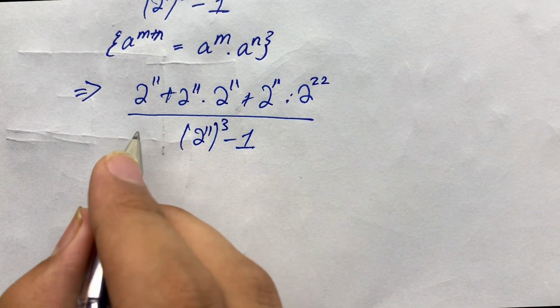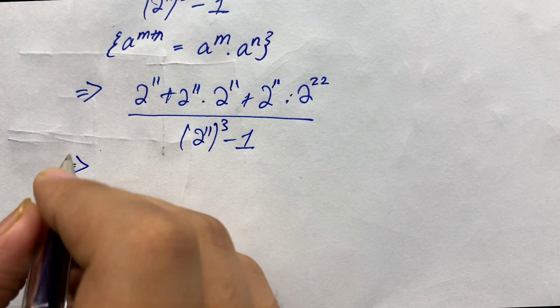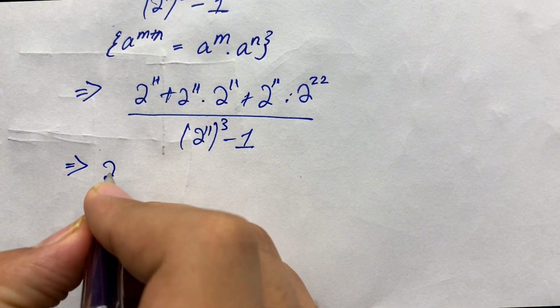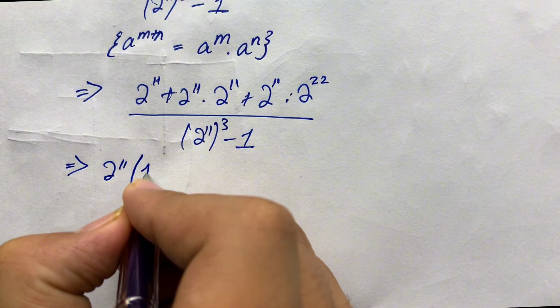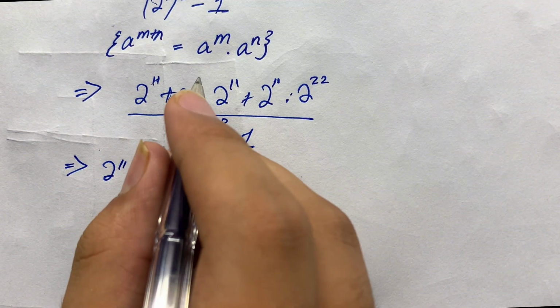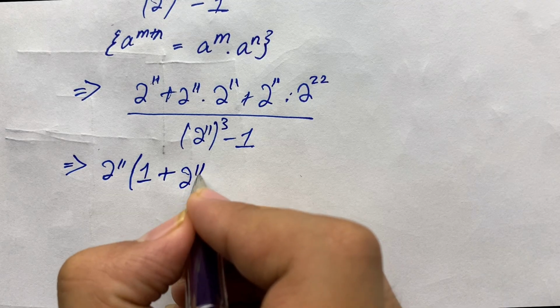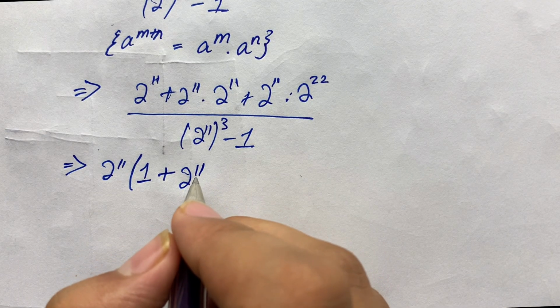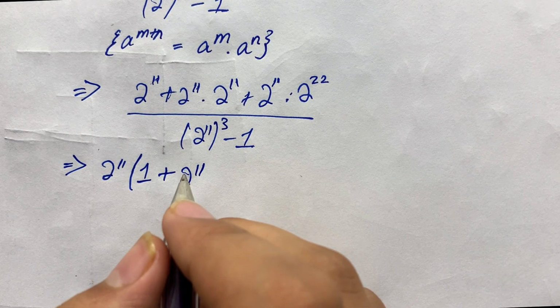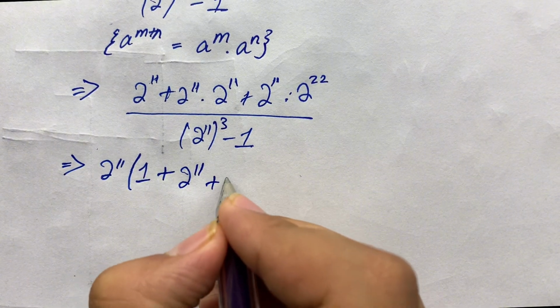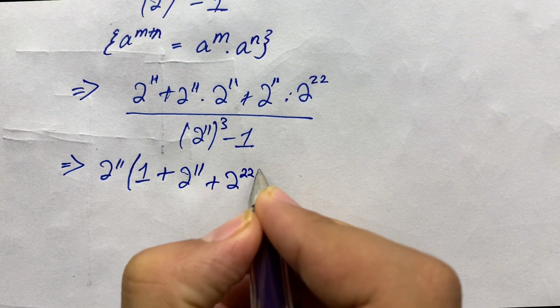Now we write the common factor 2^11 outside: 2^11 multiplied by (1 plus 2^11 plus 2^22).